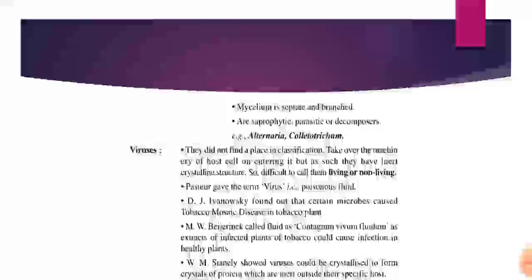Pasteur gave the term virus, that is poisonous fluid. D.J. Ivanovsky found that certain microbes caused tobacco mosaic disease in the tobacco plant. M.W. Beijerinck called the fluid Contagium vivum fluidum, as extracts of infected tobacco plants cause infection in healthy plants. W.M. Stanley showed viruses could be crystallized to form crystals of protein which are inert outside their specific host.